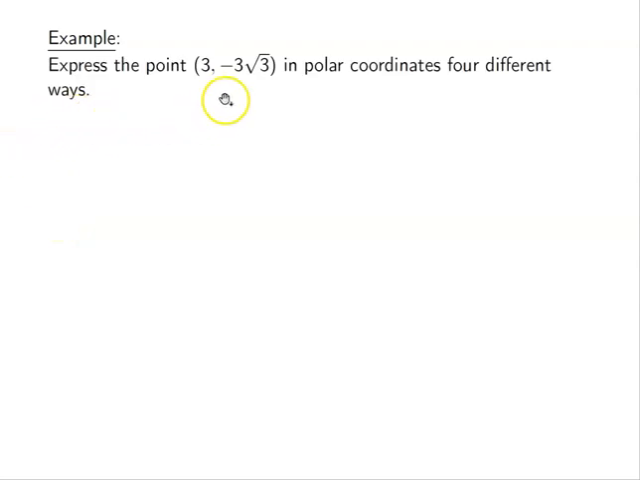So let's say I want to express the point (3, -3 root 3) in polar coordinates four different ways. So this is an x and y. How do I know? Because this is a number and this is a number. It's not an angle, right? It's not saying it's this many radians. If there's a pi here, I could assume that it was in polar coordinates, but it's always going to tell you what it wants you to do, right? So it's very obvious that this is not an angle, right?